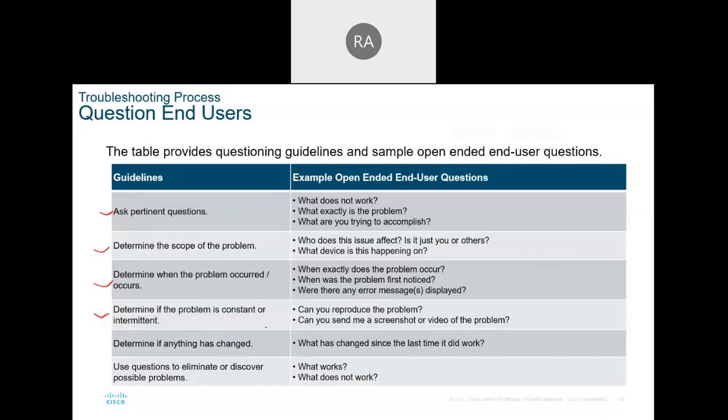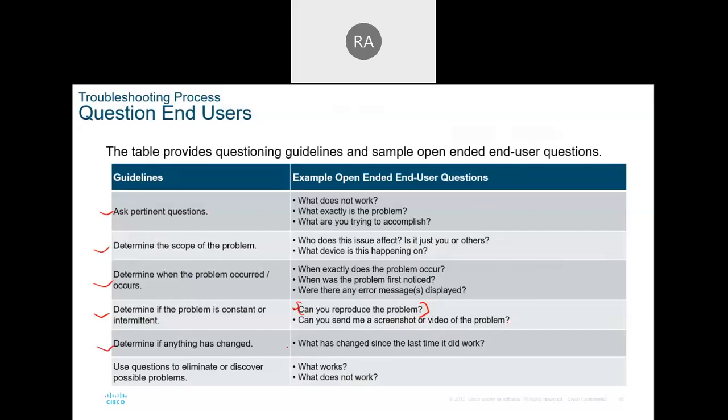Determine if the problem is constant or intermittent. Is it a regular thing? Can you reproduce the problem? This is another problem. Most of the time, if the user cannot reproduce the problem, by the time you go to the place, the thing is working fine again. And it was bad yesterday, it was bad an hour ago. As long as they cannot reproduce the problem, you can't help them. Can you send me a screenshot or video of the problem? That is key. Or you can say, okay, if you encounter that problem again, just call me immediately. All those kinds of things.